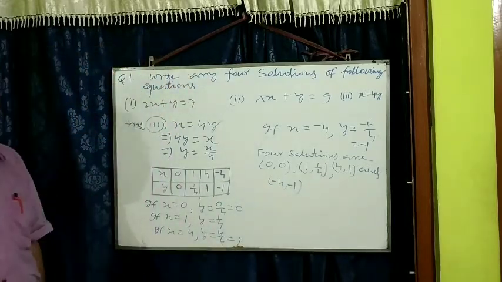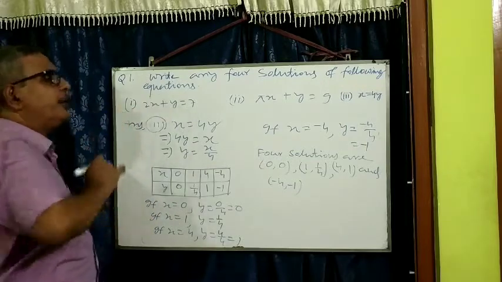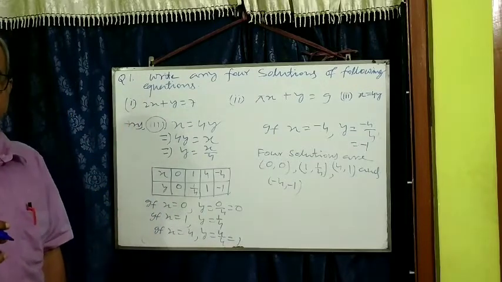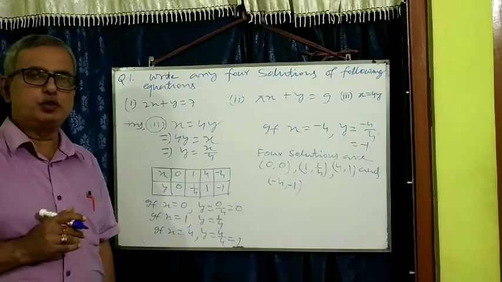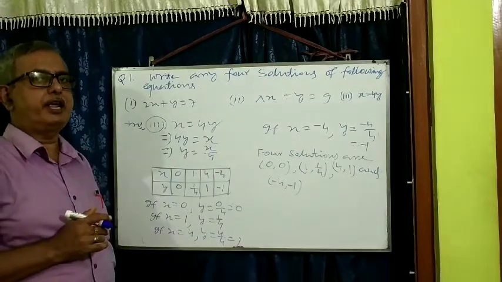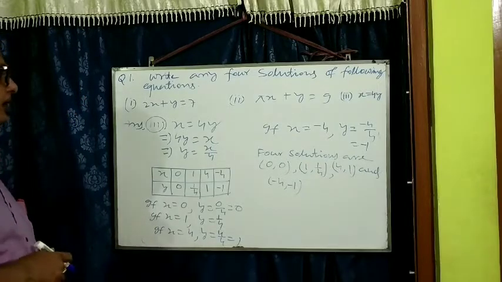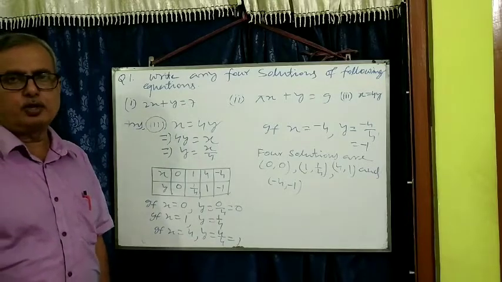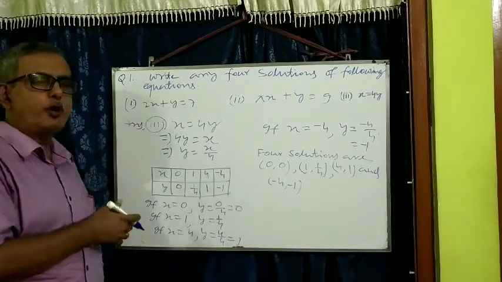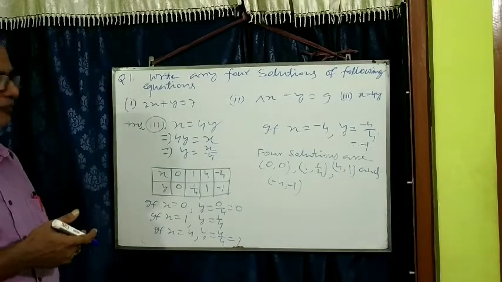What did you come to know? When a linear equation is given in two variables, you can obtain an infinite number of solutions. There is no limitation. In this case, only 4 solutions are asked. So, we are putting different values of x and getting different values of y.